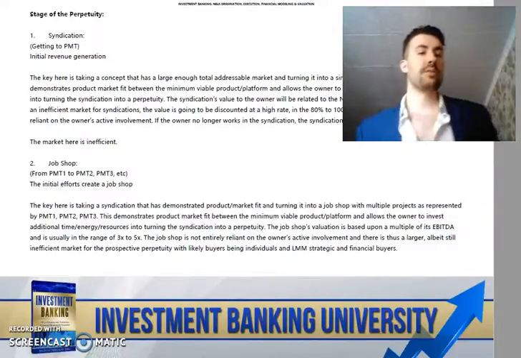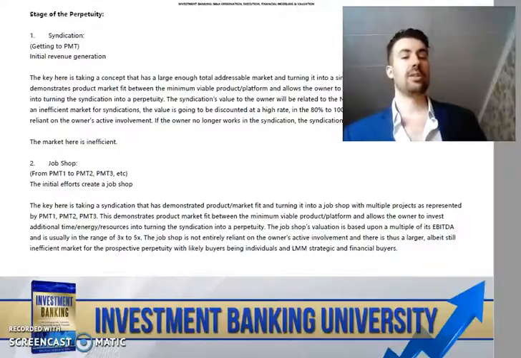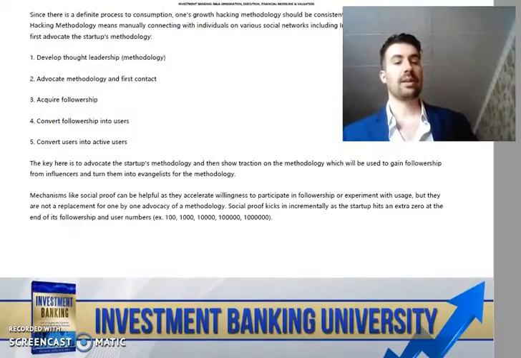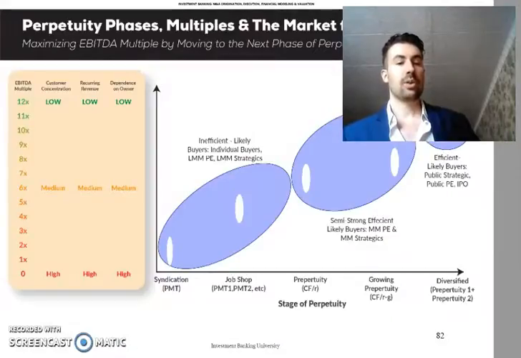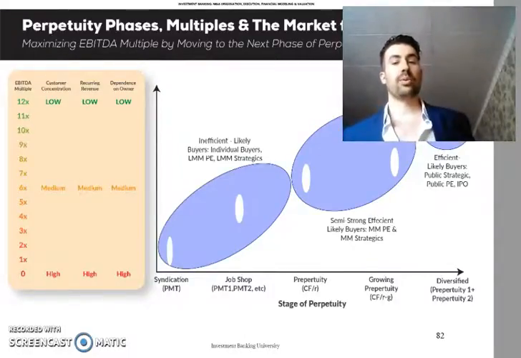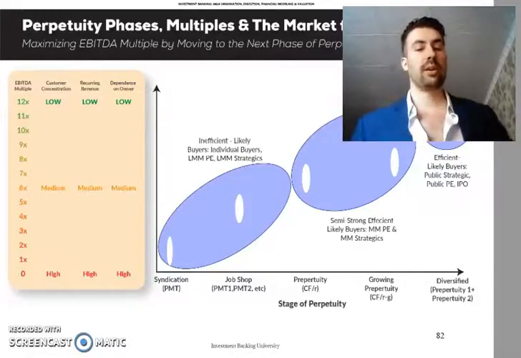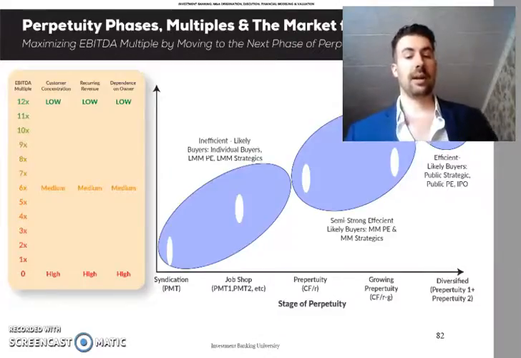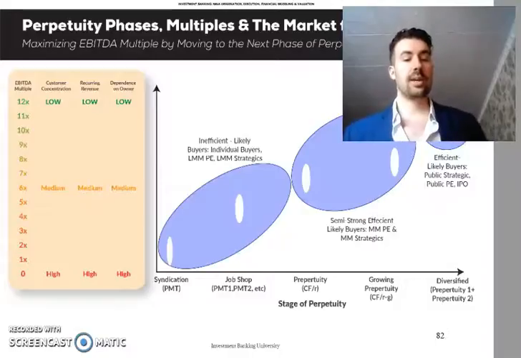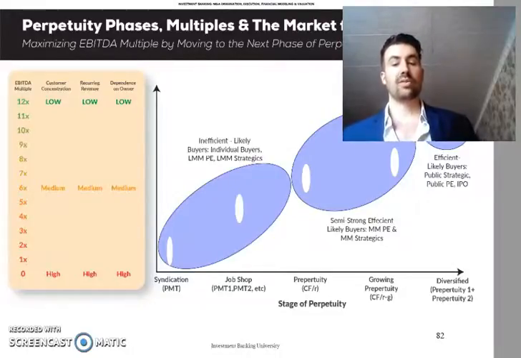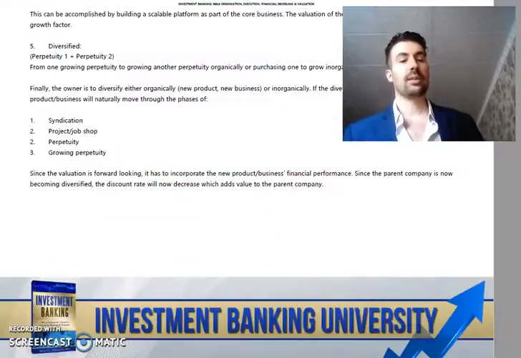So in terms of the stages of the perpetuity, we're going to be going through 5 different stages, and we're going to take a look at the infographic really quickly so that we can see exactly what that looks like. So in terms of the stages of the perpetuity, we have the perpetuity phases, multiples, and market for perpetuity chart right here. But really what we're looking at first is the bottom axis, stage of perpetuity, which shows you the first stage, syndication, the second stage, job shop, the third, perpetuity, the fourth, growing perpetuity, and then the fifth, diversified. And now we're going to go back and take a look at exactly what that means.